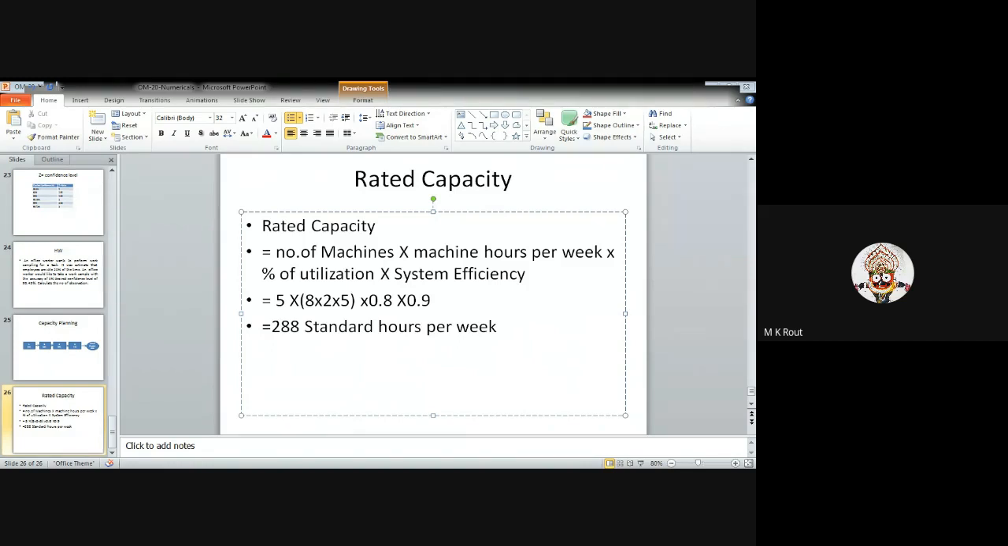the machine utilization equals 75%, and the system efficiency is 95%. Calculate the rated capacity. Sir, system efficiency is? System efficiency is 95%. Calculate the rated capacity per week.